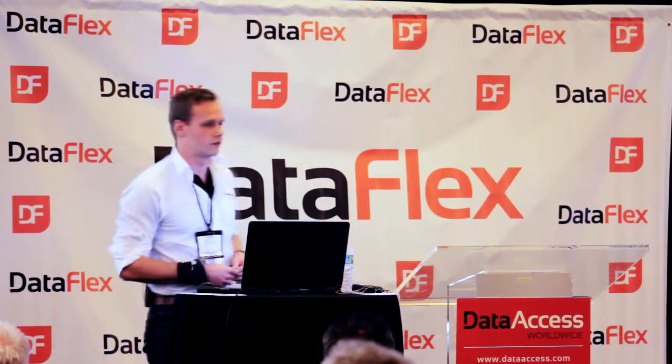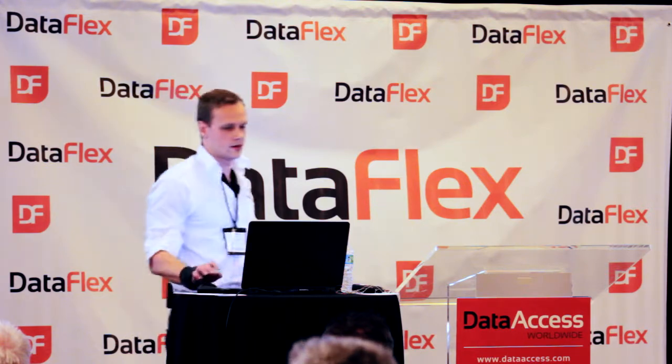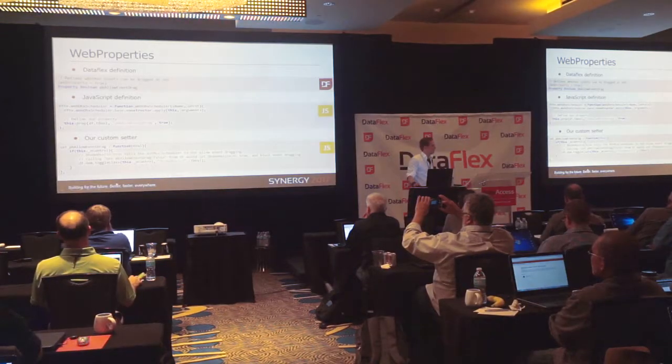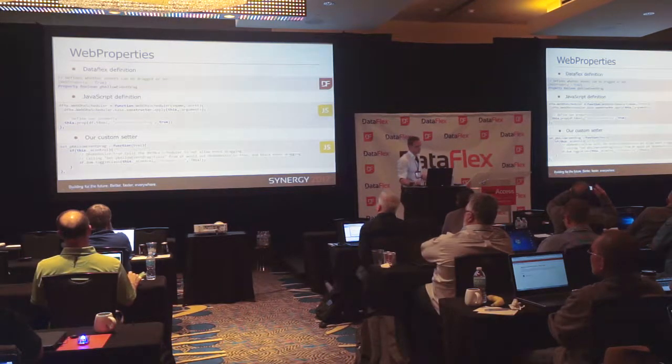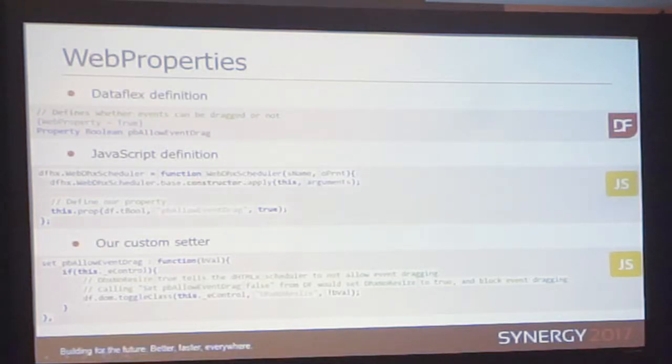So what that would look like for our scheduler control: let's say we have a Boolean that allows us to define whether events can be dragged and dropped or not within our scheduler. On the DataFlex side, we'll be creating a property Boolean called pbAllow_event_drag, and we'll be marking it as a web property. Now on the JavaScript side, we'll also be defining our property. We do that by calling this.prop, telling it that it is a DataFlex Boolean called pbAllow_event_drag, and we'll be setting it to true by default. And we do that inside our constructor function.